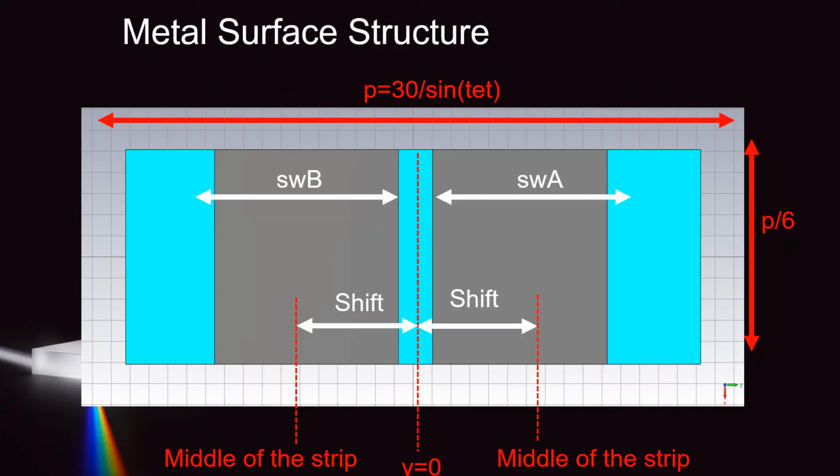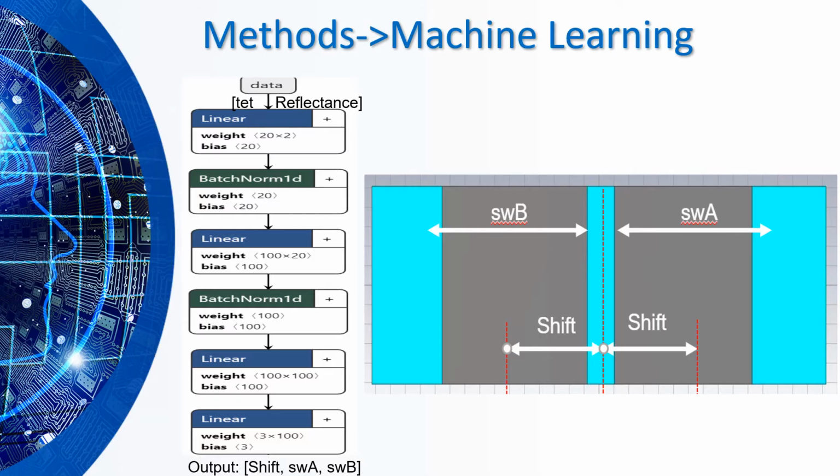And here is the metal surface structure, and we can see we have shift parameters and SWA and SWB parameters. Those are the three geometry parameters we are going to need to determine the structure of the metal surface, right? Yes, right. And the method we are going to use is called machine learning.